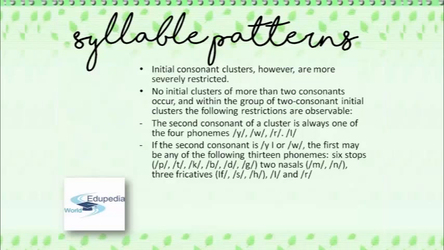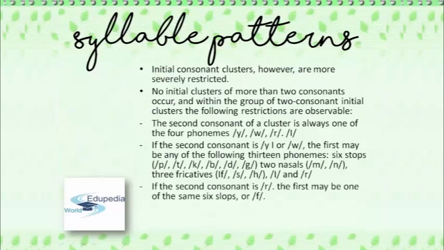We have the six stops: P, T, K, B, D, and G. Also, we have the two nasals, M and N, and three fricatives: F, S, H, and last we have the L and R. If the second consonant is R, the first may be one of the same six stops or F. If the second consonant is L, the first may be P, K, B, G, or F.